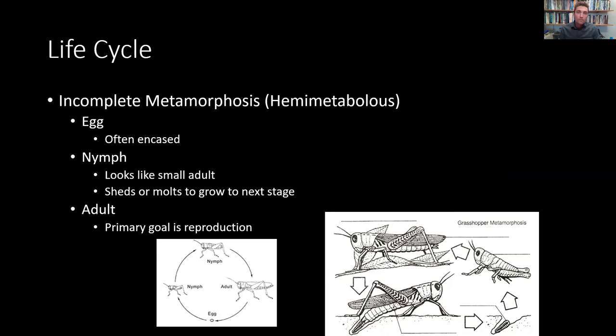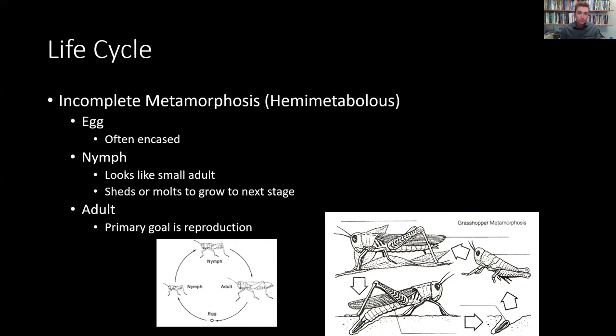When we look at the life cycle of arthropods and insects, they go through either a complete or incomplete metamorphosis. Metamorphosis is a change. And so if we first look at the incomplete metamorphosis, there are 3 primary stages. They start off in an egg, which is typically encased. Once the egg hatches, out comes a juvenile, and this juvenile is called a nymph. The reason it's called a nymph is because it looks exactly the same as the adult, it's just smaller.